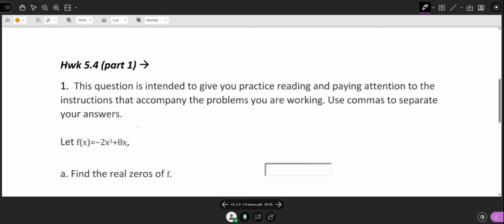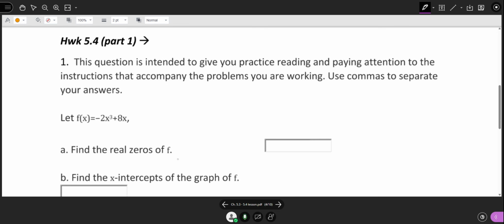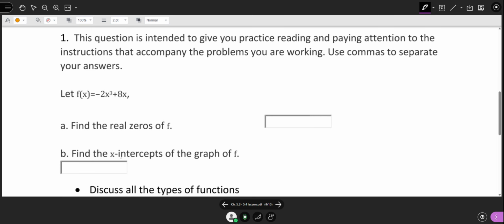Use commas to separate your answers. Sometimes it asks for the real zeros. Sometimes it asks for the x-intercepts. They're the same answer. The problem is they look different. How you write them makes it look different.